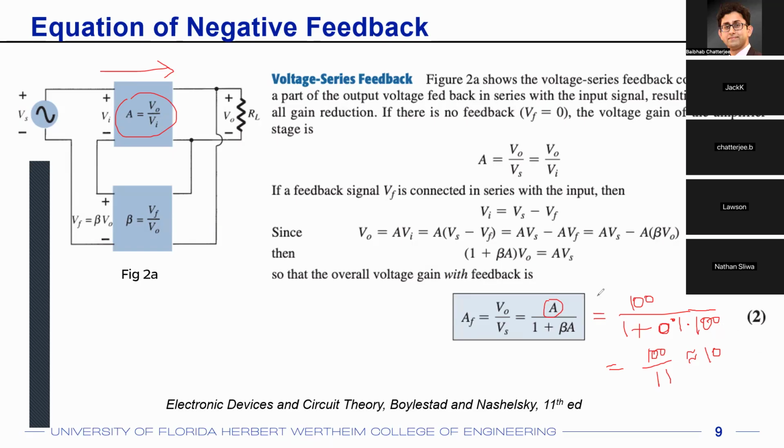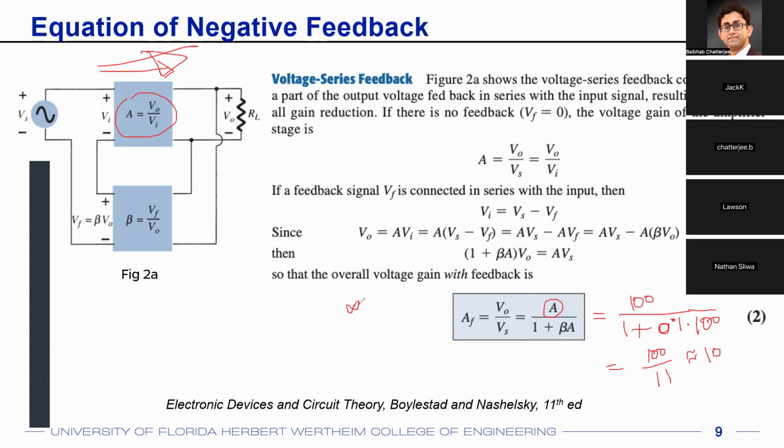Now, let's assume that your feed forward path is an ideal op amp. Let's just assume that for a second. So in that case, what would be the gain at the numerator if it is an ideal op amp with infinite gain? The numerator would be infinity, right? The numerator would be infinitely large. And then you have 1 plus A beta at the denominator.